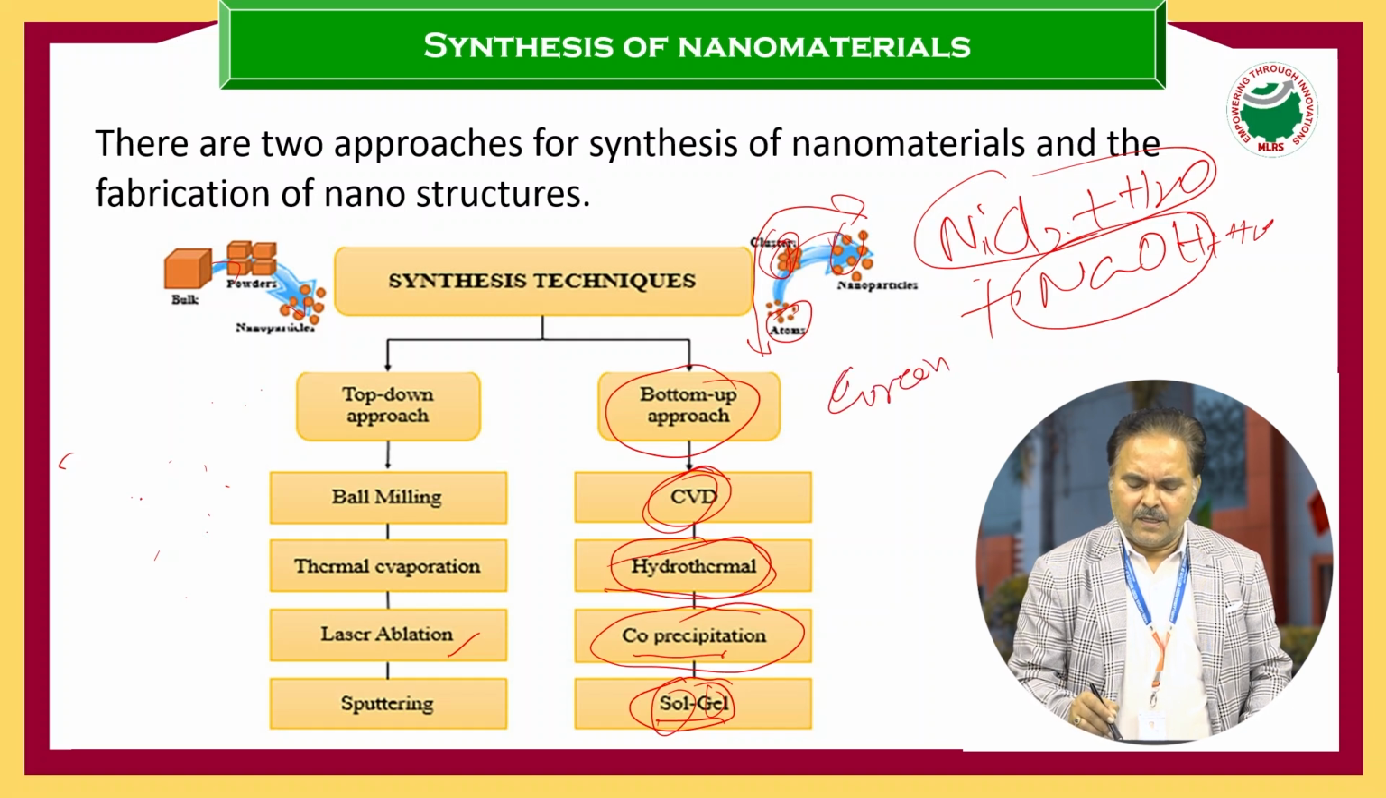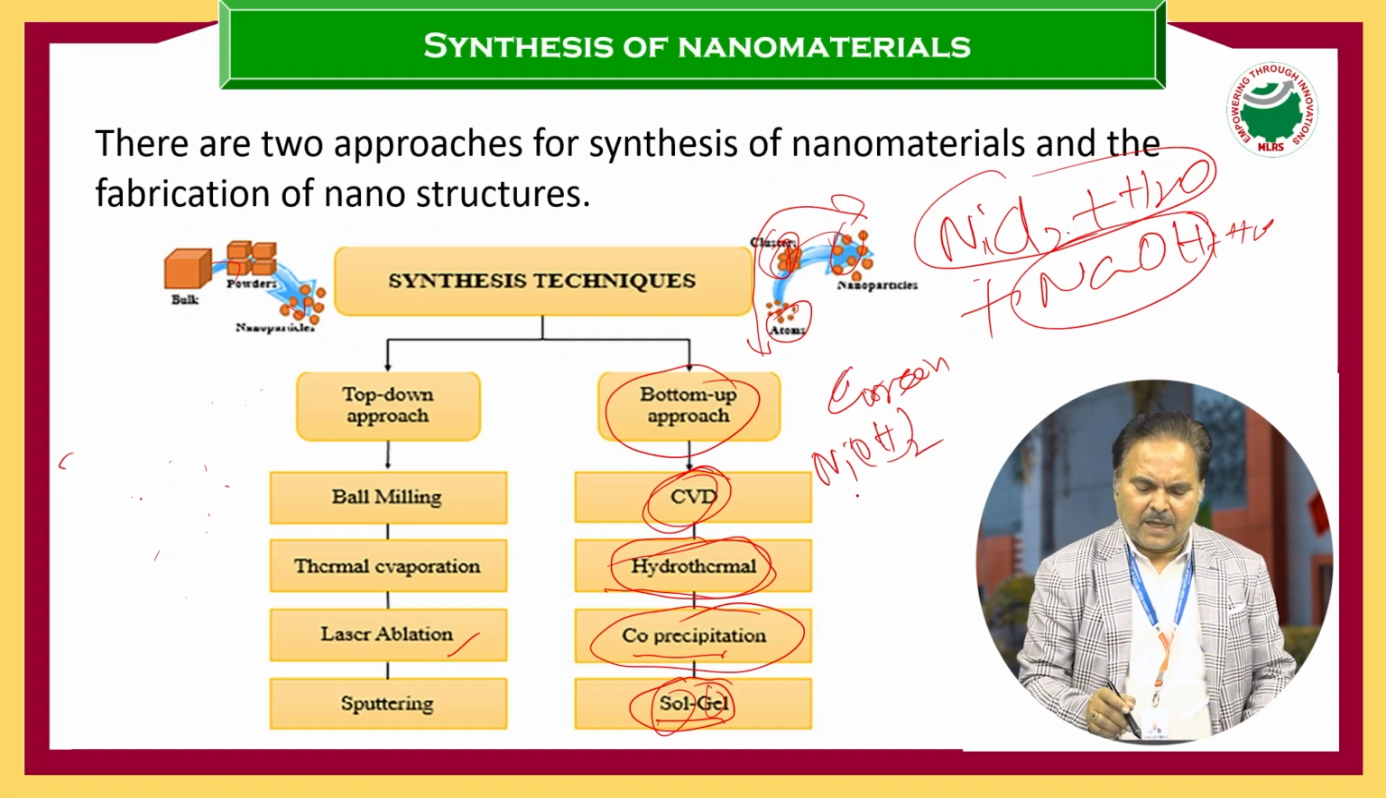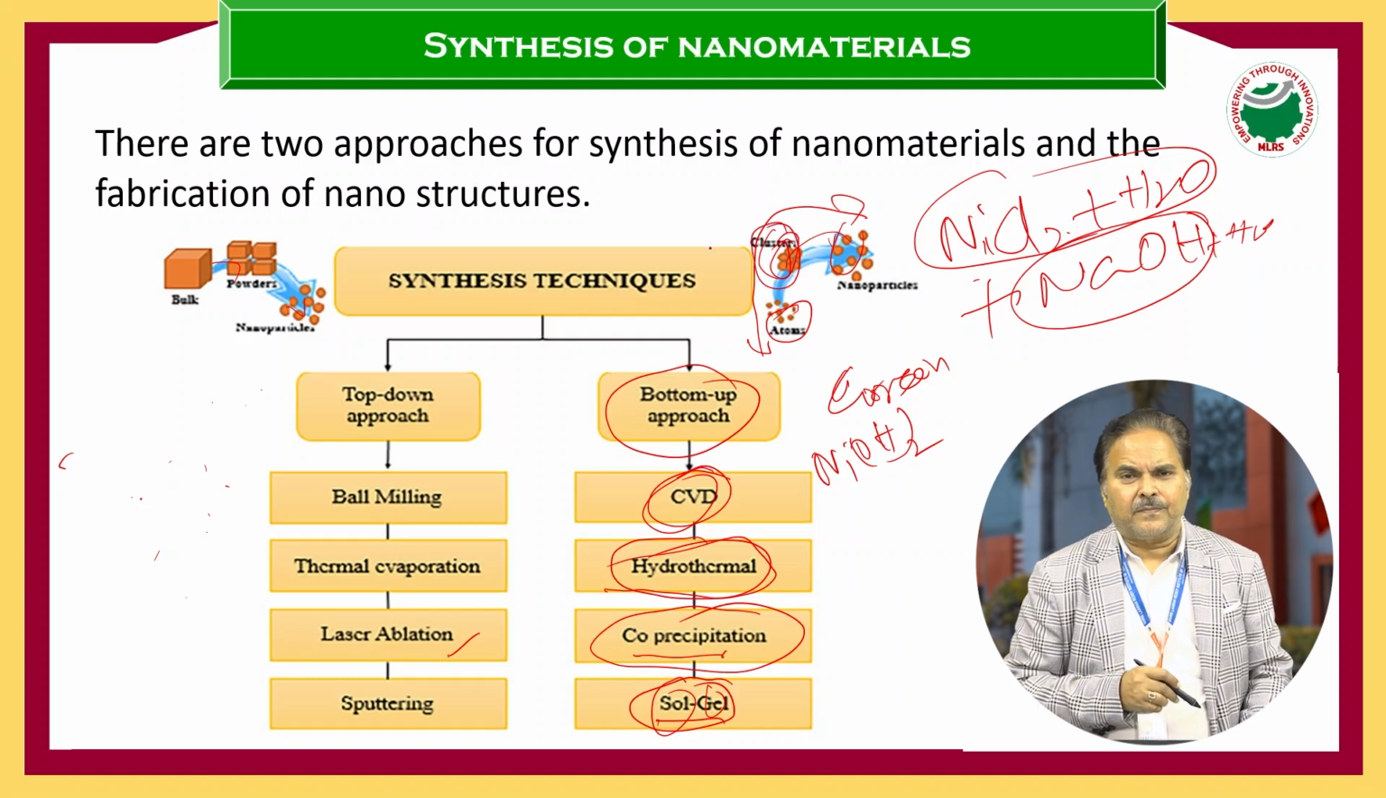The color will be green. It's a gel form, like a dense material. This green gel is not nickel oxide nanoparticles. It should be NiOH, hydroxide. So that means the hydroxide is formed. It's like a colloidal, cluster type that will form.